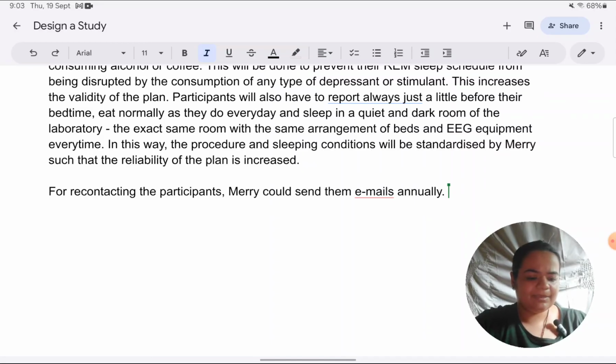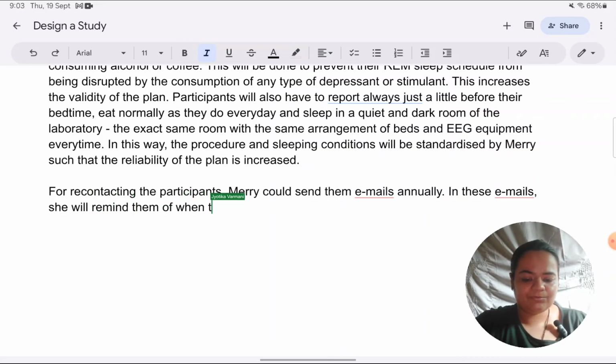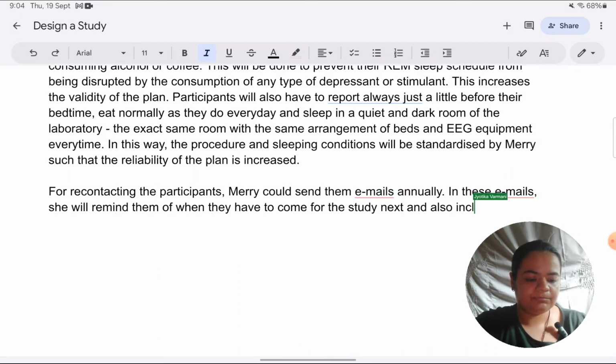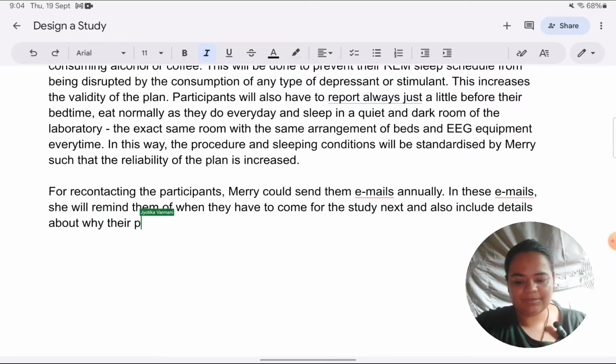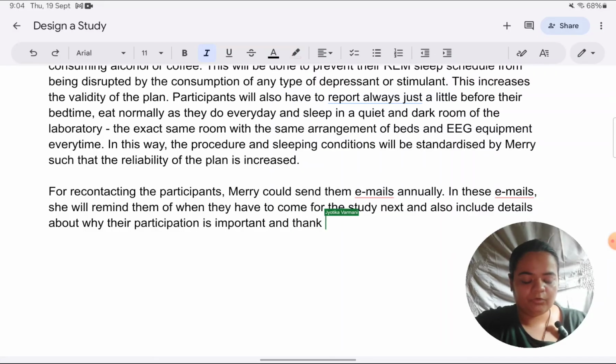So in these emails, she will remind them of when they have to come for the study next, and also include details about why their participation is important, and thank them for contributing towards the progress of the study.